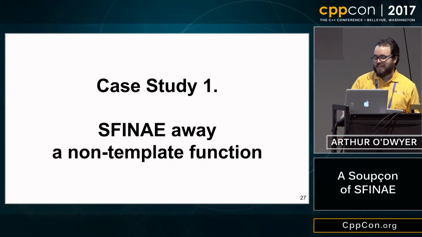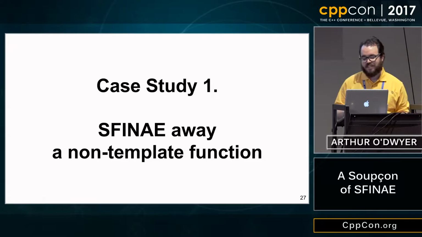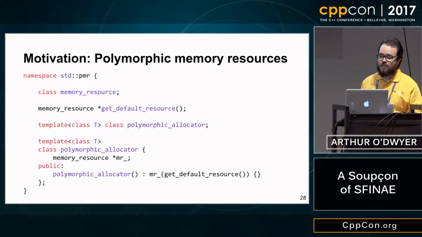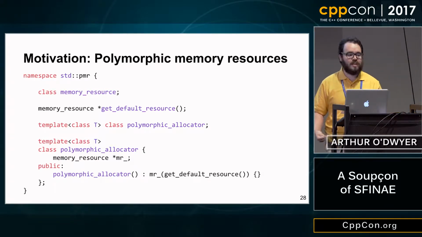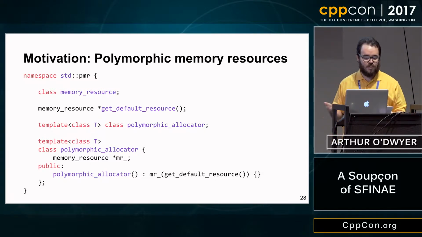Let's talk about some case studies, some anecdotes, some things I have found to work or not work, and what I did about them. So here's case study number 1. SFINAE away a function that is not currently a template. So here's my motivation. In C++17, there's a new header called memory_resource, and in it, it has a couple of things in the std::pmr namespace. I assume by this point at CppCon, you've all seen at least one talk on allocators. And if you haven't, I don't know where you've been all this time. So std::pmr has this class called memory_resource. It's a classically polymorphic interface to an allocator or to a heap.